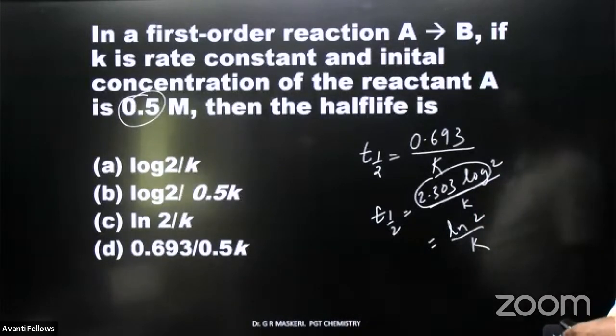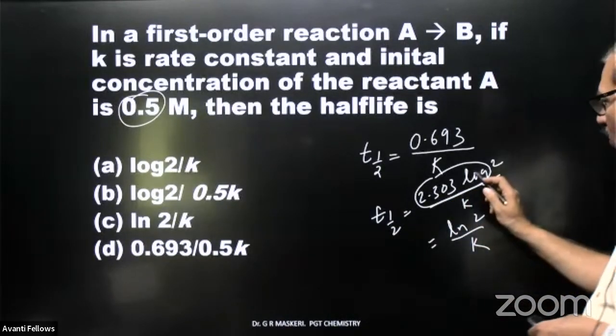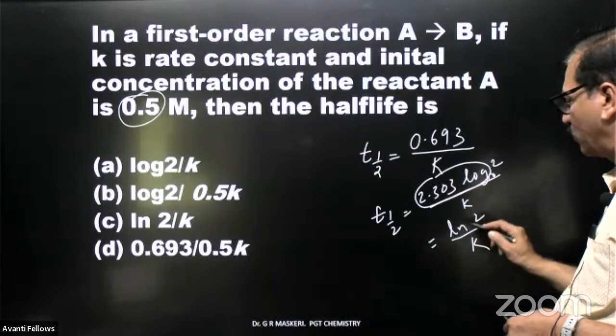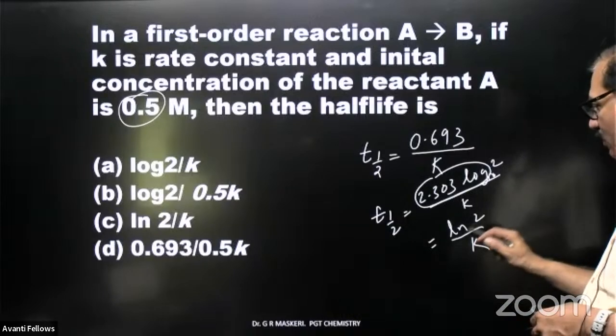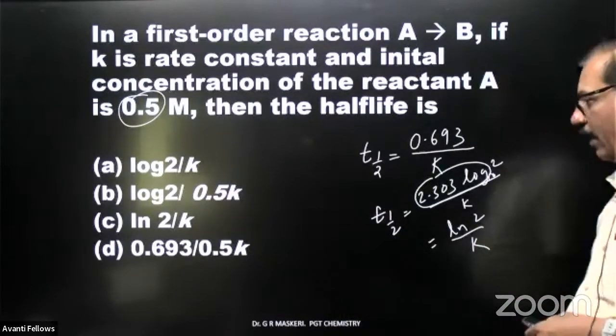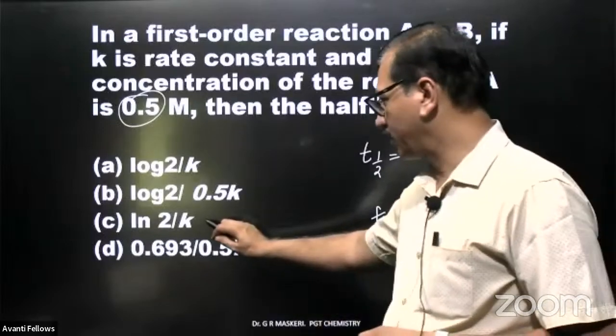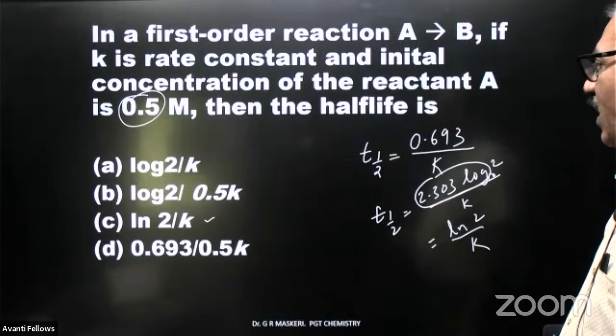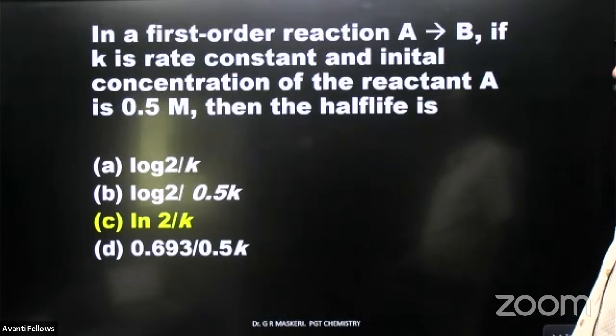Right? So 2.303, the logarithm expression is to the base 10. If you want to convert it into ln, that means log to the base e, that is log 2 to the base e by K. Therefore, this is the answer. The 0.5 has nothing to do with it. Right.